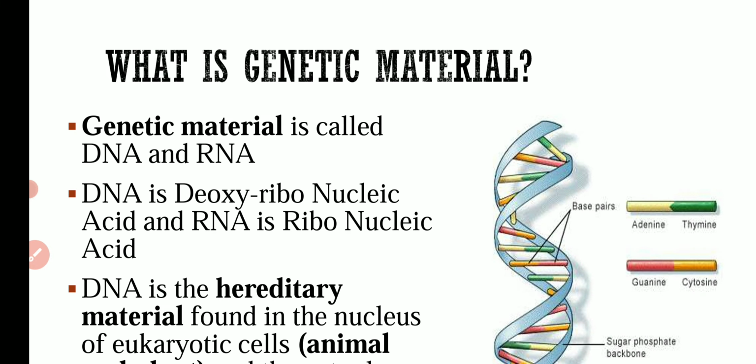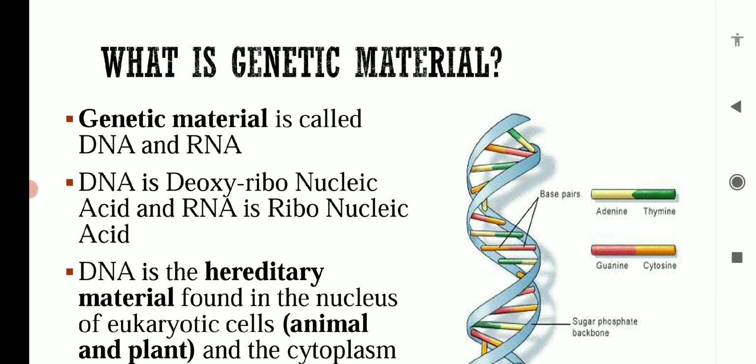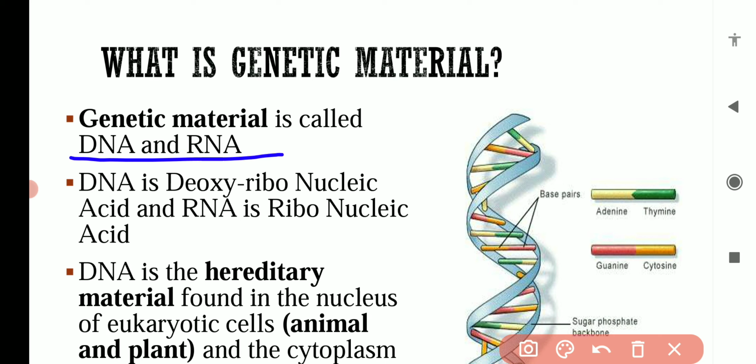First of all, what is genetic material? We all know that genetic material which is found in different organisms is either DNA or RNA. DNA is deoxyribonucleic acid, we all know, and RNA is ribonucleic acid. So genetic material is basically that component, or we can say that part of the cell, which has the genetic information.